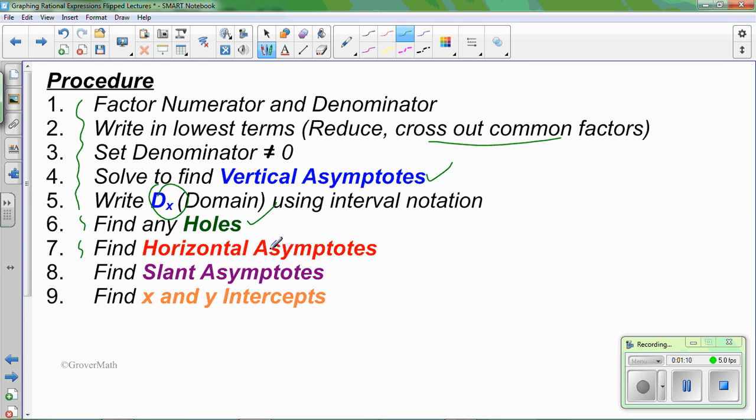In the one case that there were no horizontal asymptotes, the top heavy case, that meant that there could be a slant asymptote, and by could be, it's only when the numerator exponent is exactly 1 higher than the denominator exponent. So this is video 5, and we're talking about our x and y intercepts, where our graph is going to cross the x and y axes.